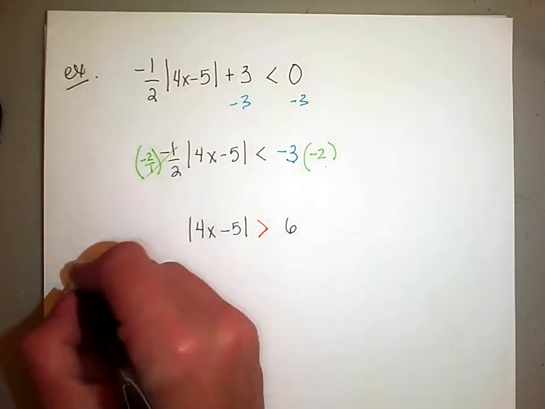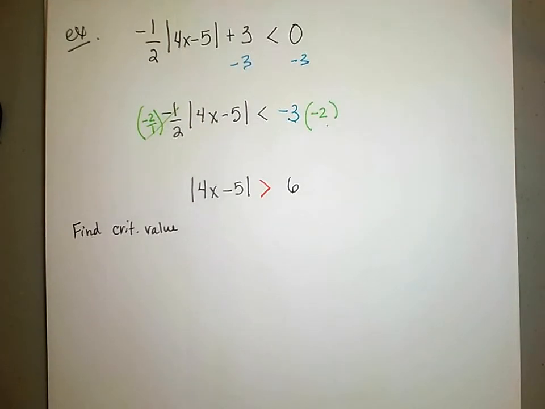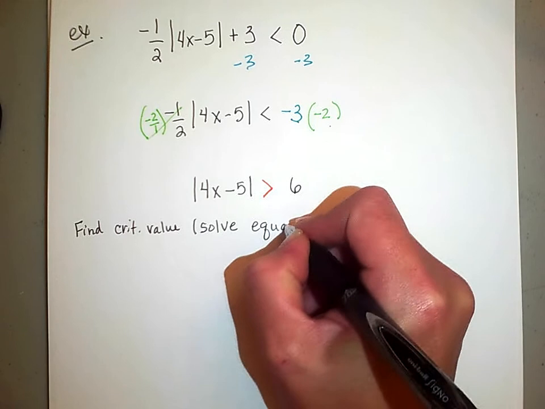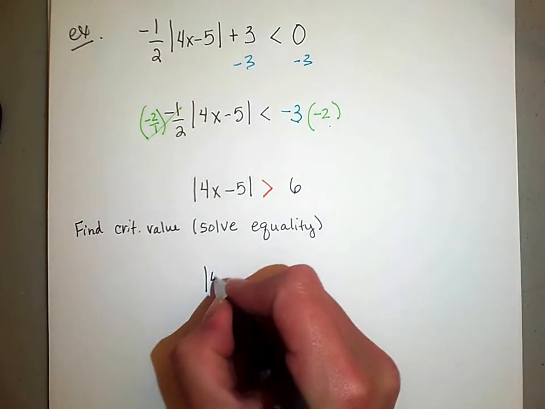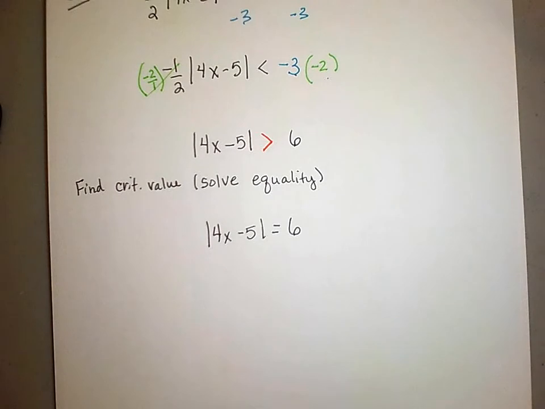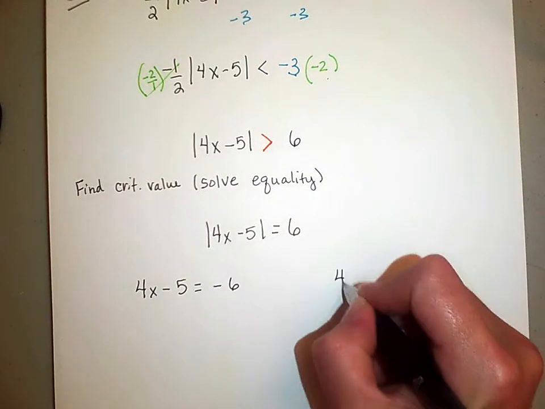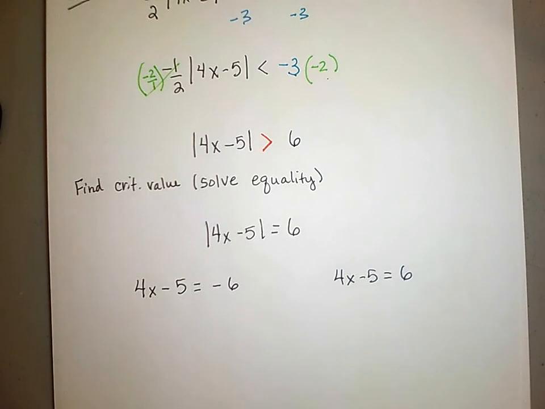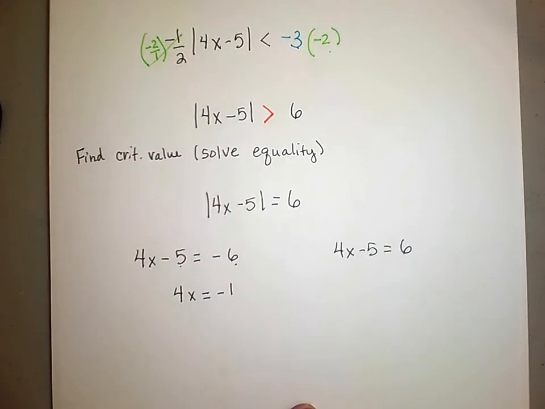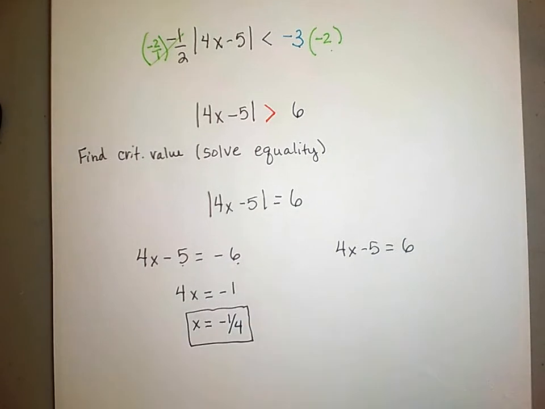Let's find our critical points, our critical values. To do that, we have to solve the equality. So we're solving where the absolute value of 4x minus 5 is equal to 6. And we've done this before, so that means we have two equations. It's either that 4x minus 5 is equal to negative 6, or 4x minus 5 is equal to positive 6. Adding 5 to both sides, we get 4x is equal to negative 1. And dividing by 4, x is equal to negative 1/4. So this is one critical value.